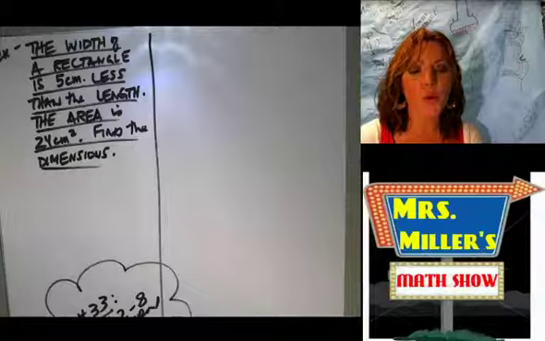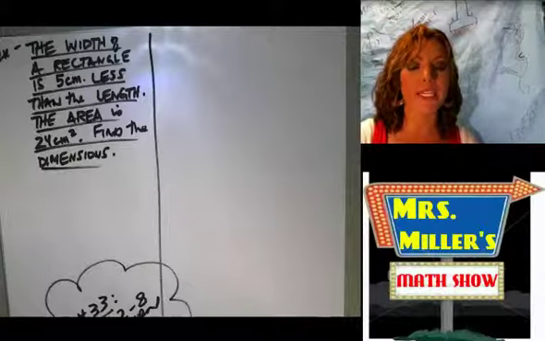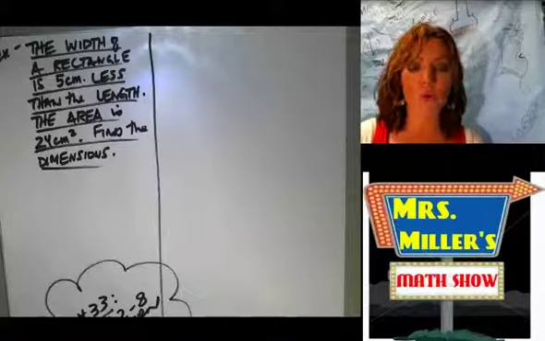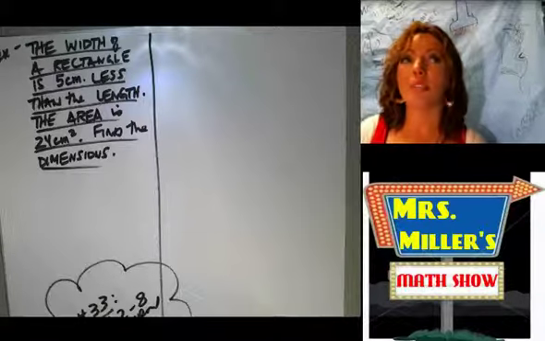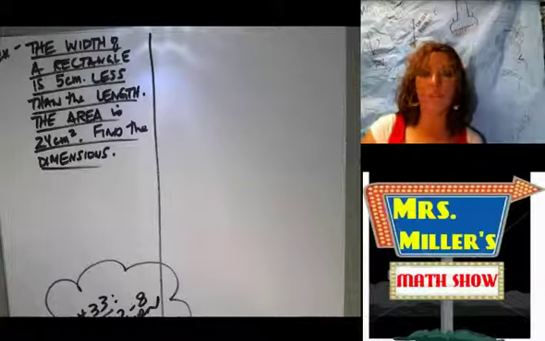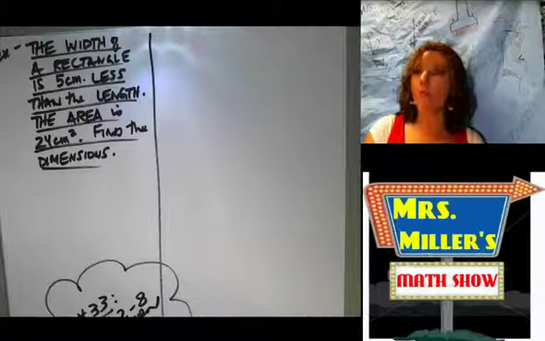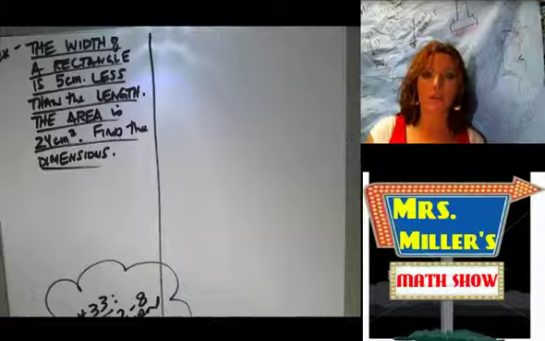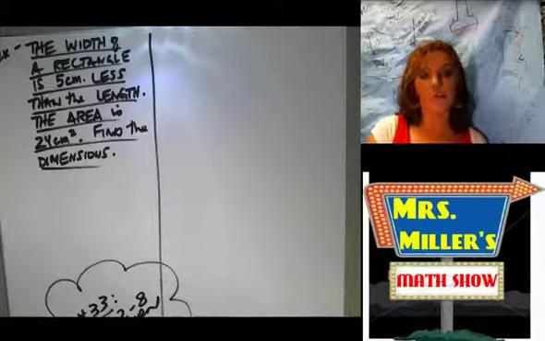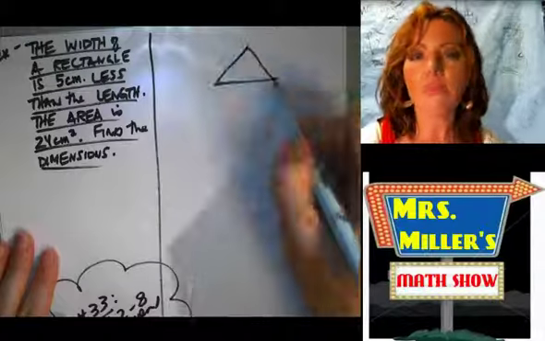Okay, here we go. The width of a rectangle is 5 centimeters less than the length. The area is 24 centimeters squared. Find the dimensions. Now, I don't know about you guys, but I'm kind of a visual person. If I want to put up a picture that represents the kind of shape we're talking about, a triangle would be a good one to put up, right? This picture would make sense?